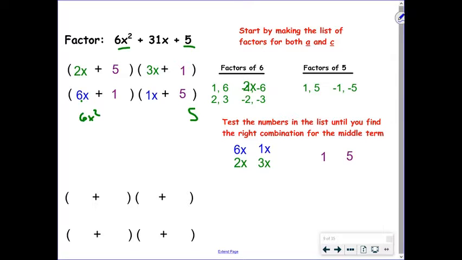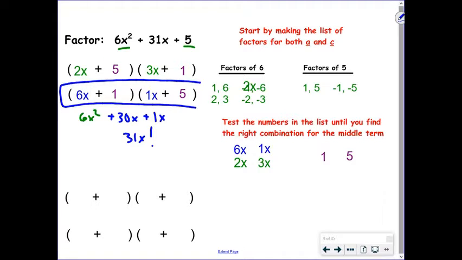The first and the last terms don't change. But 6x times 5 is 30x. 1 times x is 1x. When I add them together, I get 31x. Yay, great. We found the middle term there. So our middle one is 31x. What does that mean? That means that's my answer here: (6x plus 1)(1x plus 5).